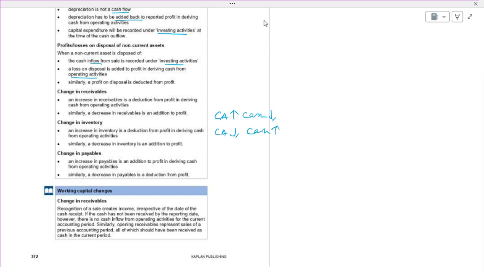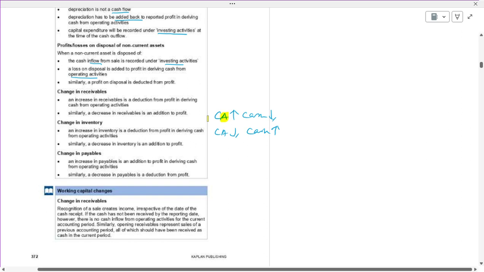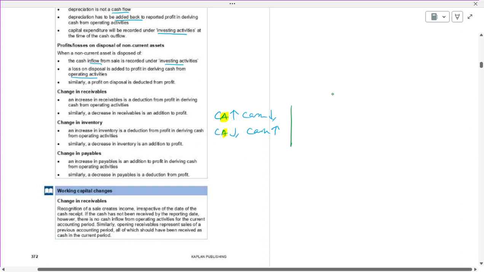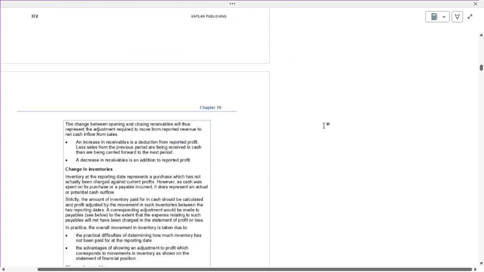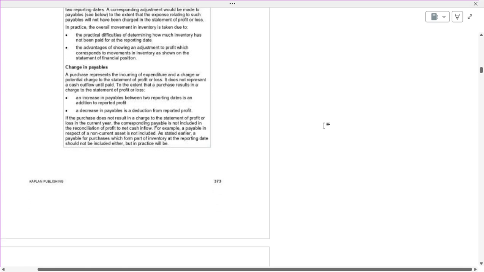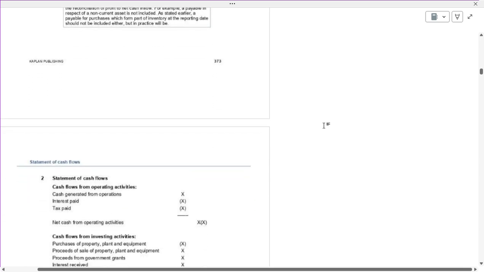Here we are talking about an asset, whether it is a current asset or a non-current asset; the rule applies the same. Current liability increases, cash will increase. Current liability is decreasing, cash will decrease. Okay? The same thing they are talking about: change in payables, change in inventory. Okay? Next.